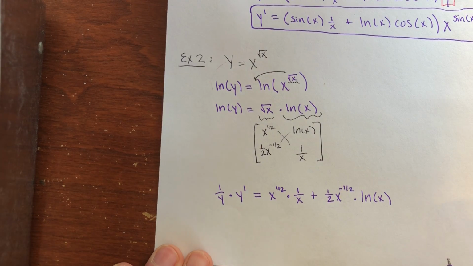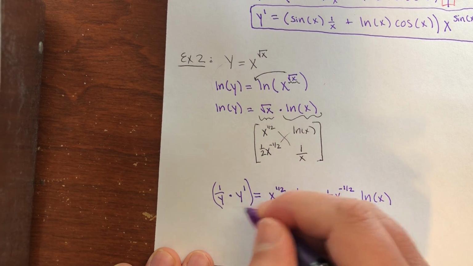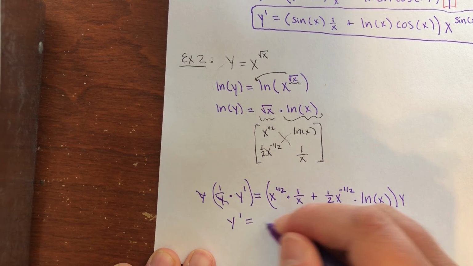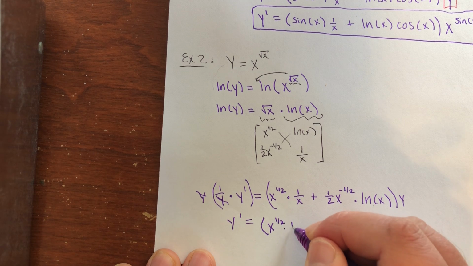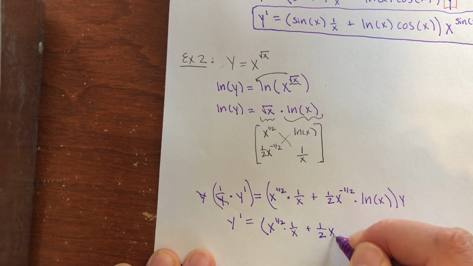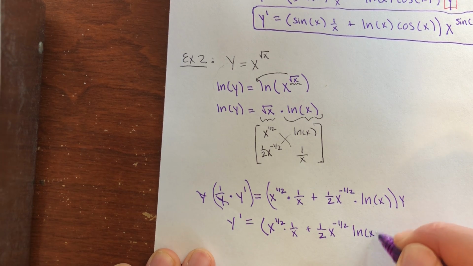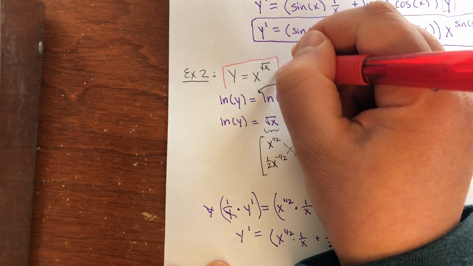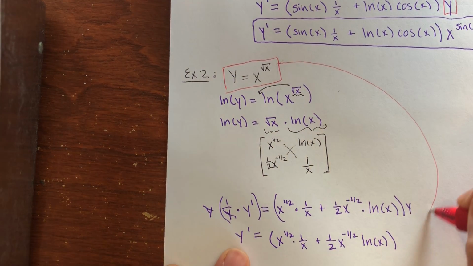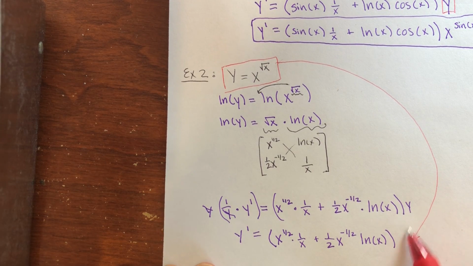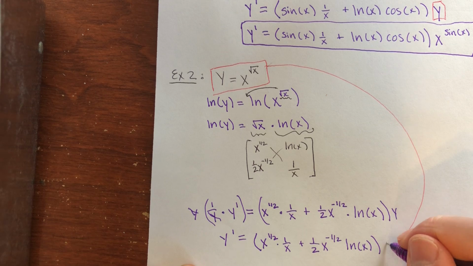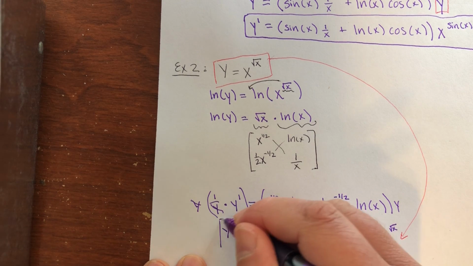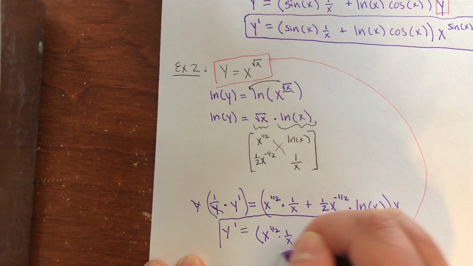We want to get y prime by itself, so we multiply both sides of the equation by y. And we have y prime is equal to x to the 1/2 times 1 over x plus 1/2 x to the negative 1/2 ln of x times y. But just like before, it's nicer if we can write this explicitly if we don't have any y's in our derivative. So instead of writing a y here, I'm just going to substitute back in our original y function, which was x to the square root of x. And that's our derivative. Okay, you'll see some more of these in the practice worksheet.